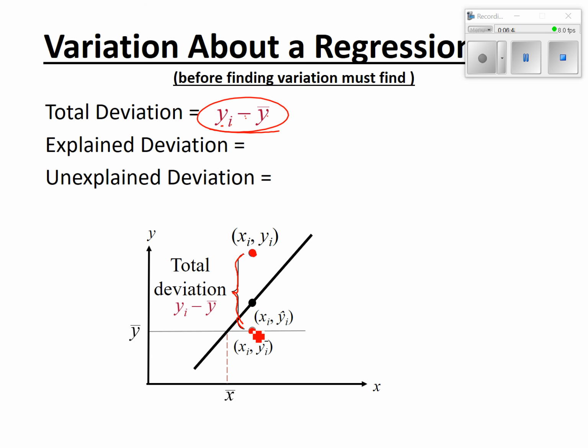Then your explained deviation is your predicted y minus the mean of your y's, and that's this part. So here's the mean of our y's, and here's the y that we predicted at that point, at that x, whatever this certain x is down here. That's what we predicted. Well, that's the explained deviation. That distance from there to there is how much of the deviation we can explain.